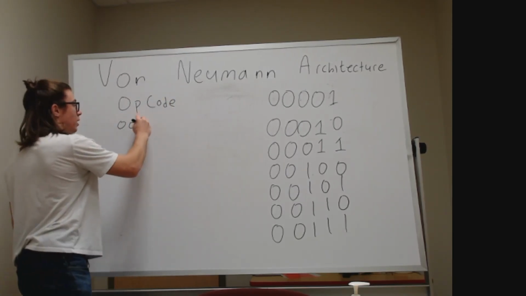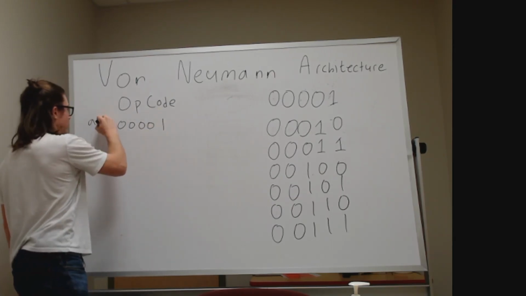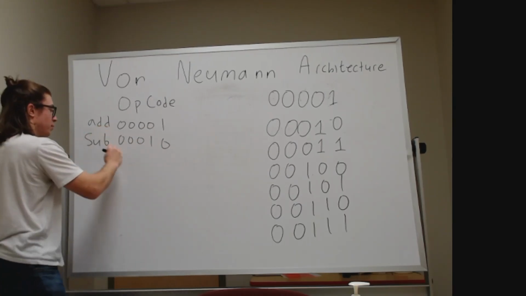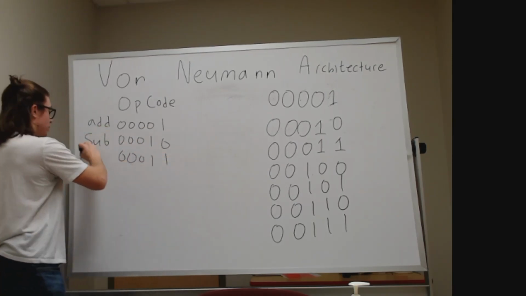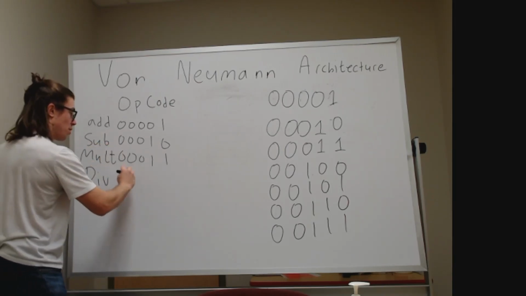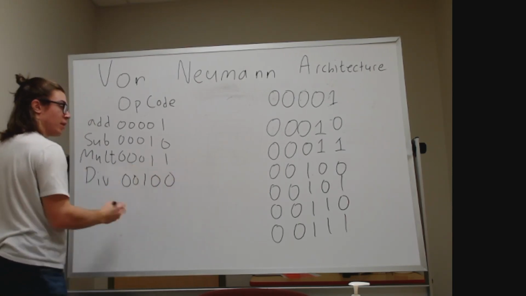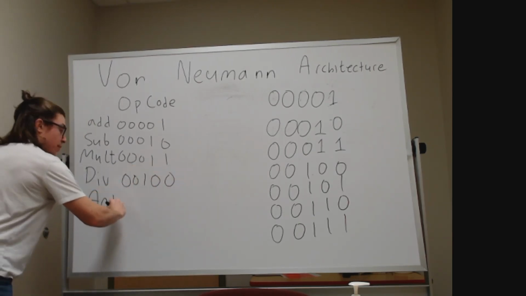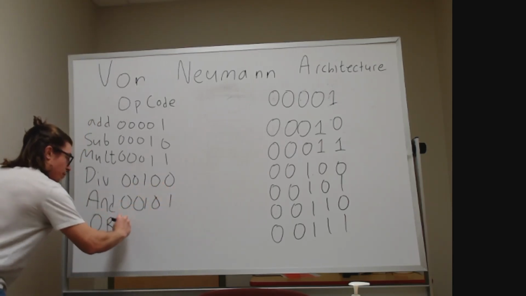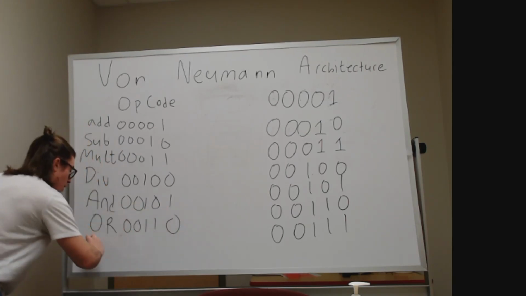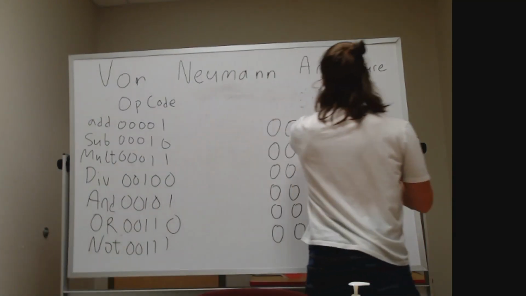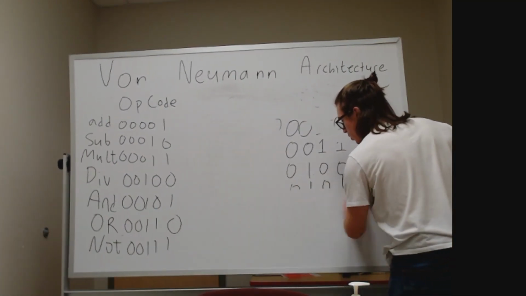So the op code can be 1 if it's add, it can be 2 if it's subtract, it can be 3 if it's mult, and it can be 4 if it's division, and if it's and, it can be 5, and if it's or, it can be 6, and if it's not, it can be 7. And of course, as I mentioned before, we have more codes than this, but let's start with this. So that's our op code.